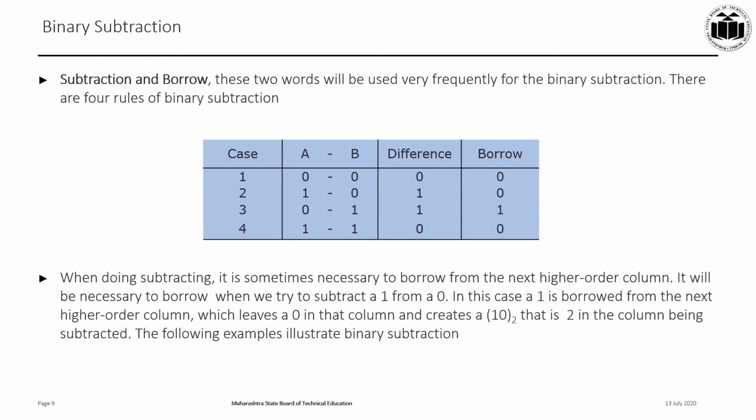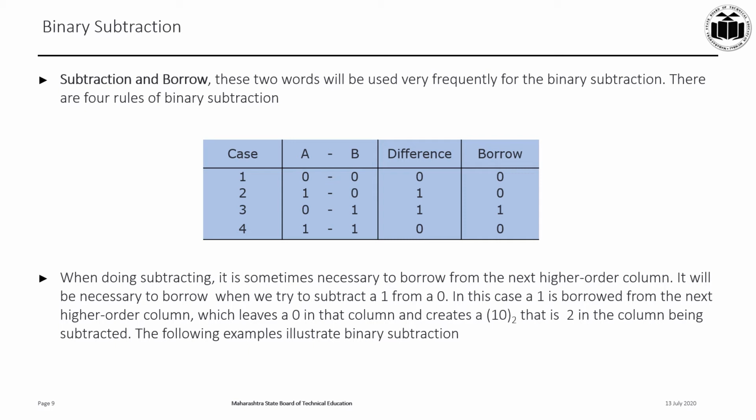11000. Binary subtraction. In binary subtraction, the two words that are frequently used are difference and borrow. There are four rules for binary subtraction. For case 1, 0 minus 0 gives the difference as 0 and the borrow as 0. Case 2 is 1 minus 0, the difference is 1 and the borrow is 0. These are similar to the subtraction for decimal numbers.